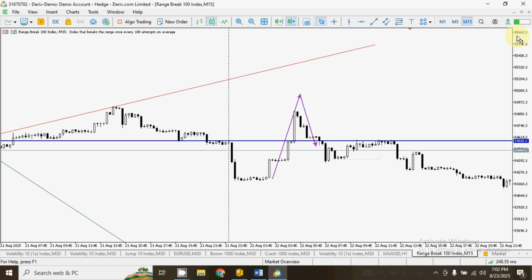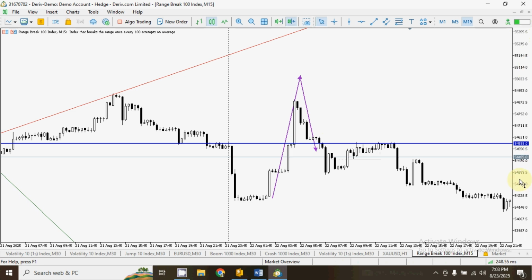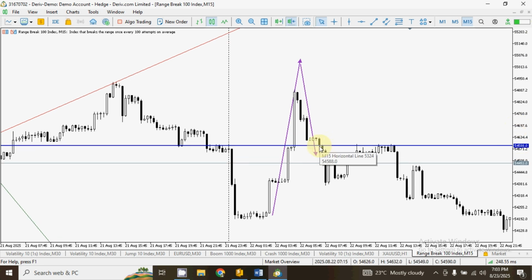Now let me look for the candle that crossed. This is the candle that crossed and closed below the horizontal line, right? Then immediately you place the sell trade here. Your stop loss will be at the high price of that candle, and your take profit can be as much as 1:3 to 1:5.